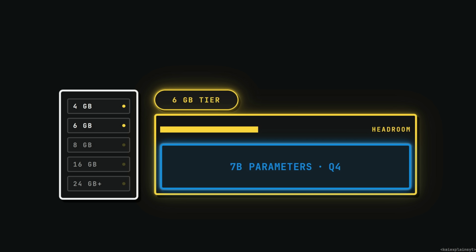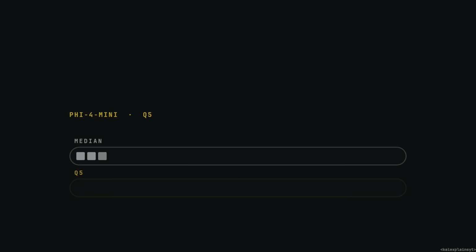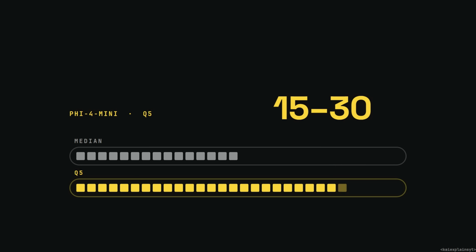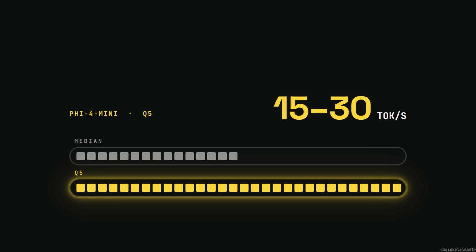The safe bet here is Phi 4 Mini, same model from the 4 GB tier. On 6 GB, it's even more comfortable at Q5. You're looking at 15 to 30 tokens per second. This is the no-risk option. You pull it and it runs at good speed. If you just want something that works without thinking too much about it, start here.